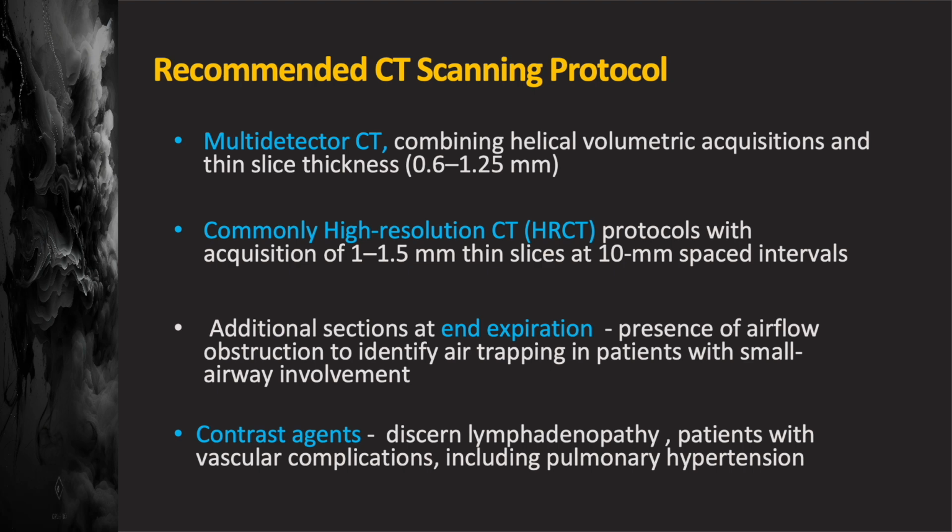Also, in some patients, there may be a lot of airway involvement in sarcoidosis. There may be some small airway involvement for which we may want to look at air trapping. In such cases, whenever you ask for a CT scan, ask for an end expiratory scan as well. That is very important, and it also helps us distinguish a lot of other entities and differentials. So that should be added in your CT requisition.